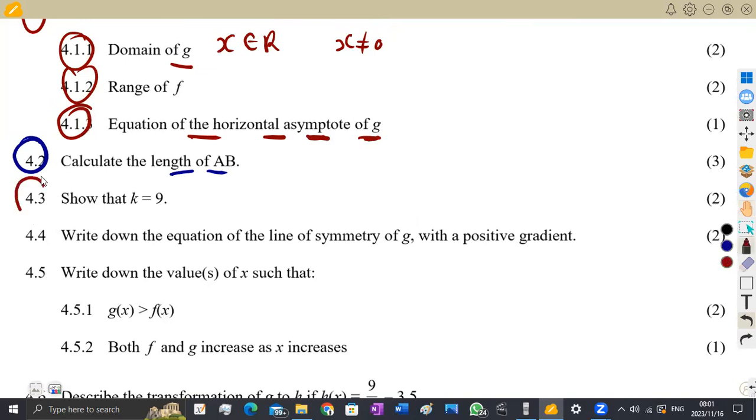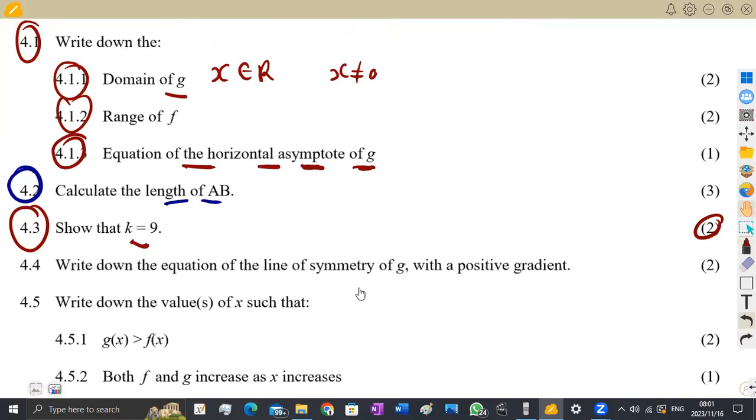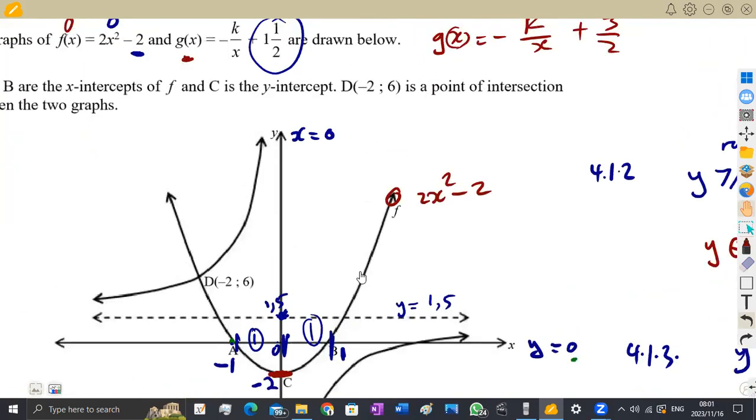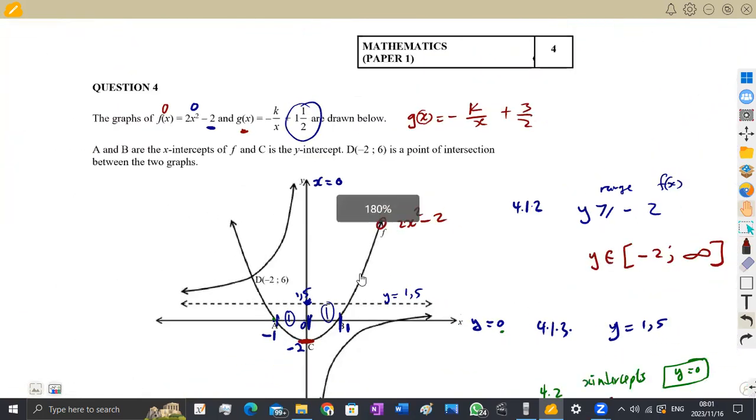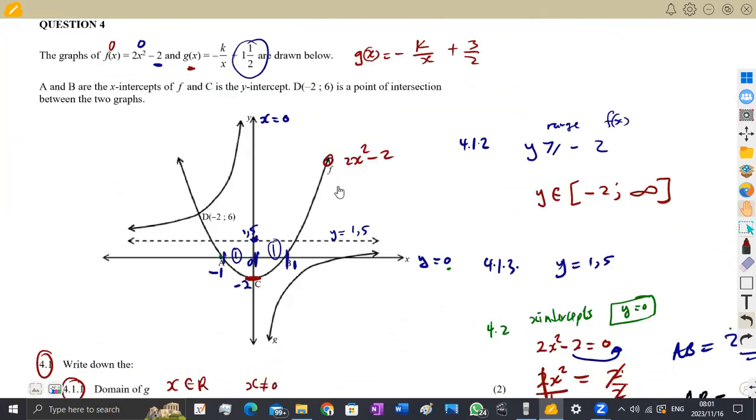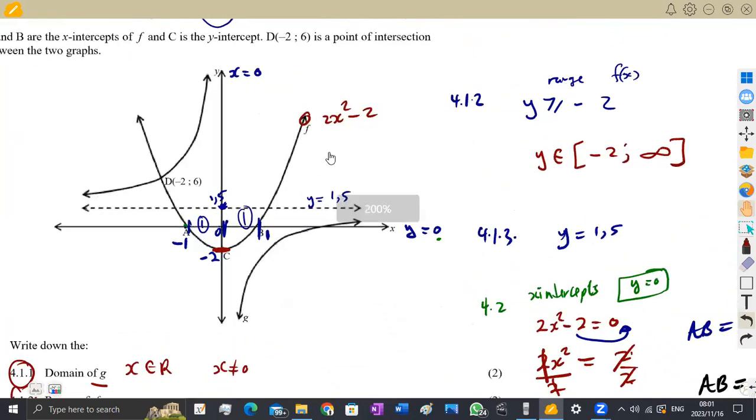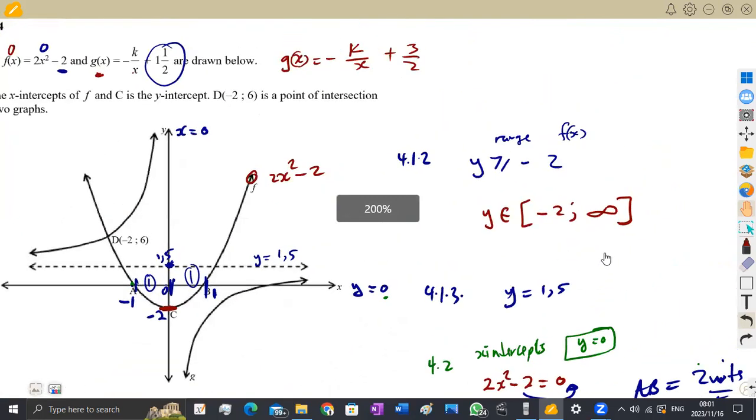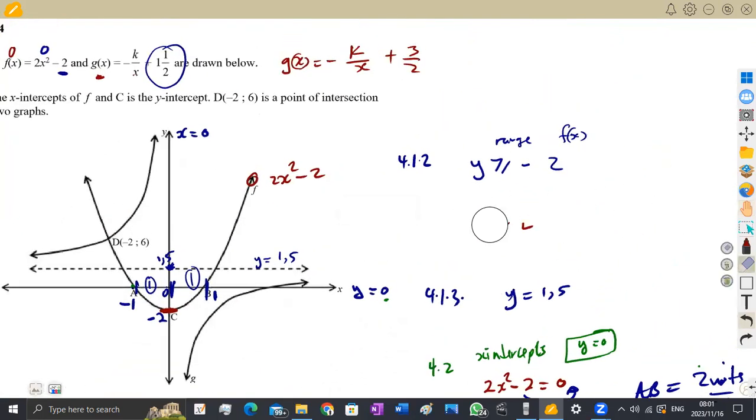All right. On 4.3, show that k is equal to 9, and there we've got 2 marks to show that k is equal to 9. If we are to check on what we had on this function, this is what we have. I'm just going to erase 1 or 2 things here that are not that important. All right, so let us see what we're supposed to have in this case. That is question 4.3. We want to show that k is equal to 9.